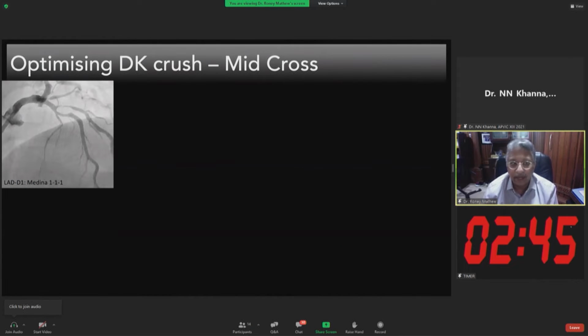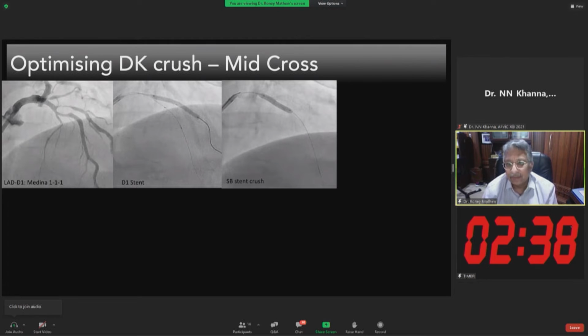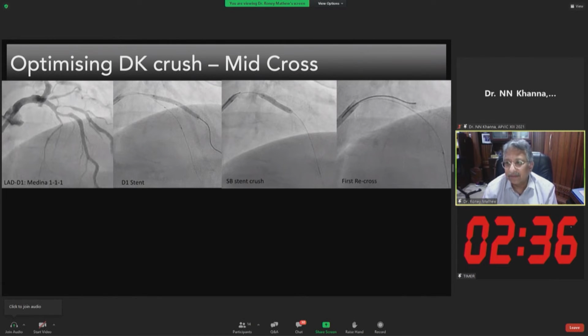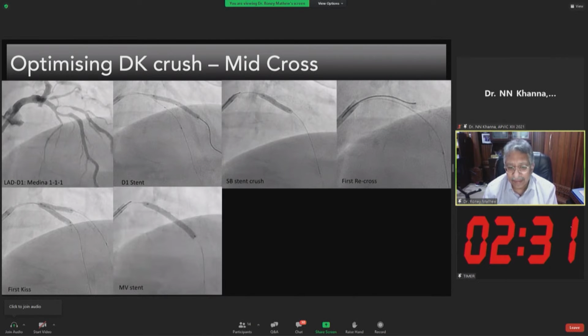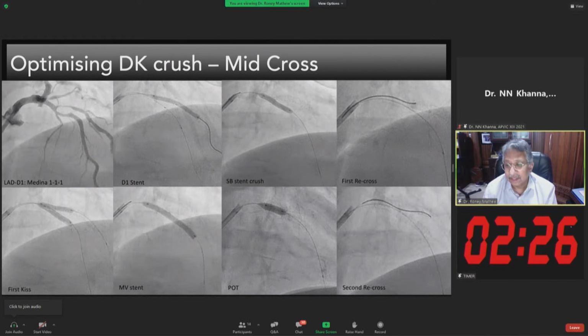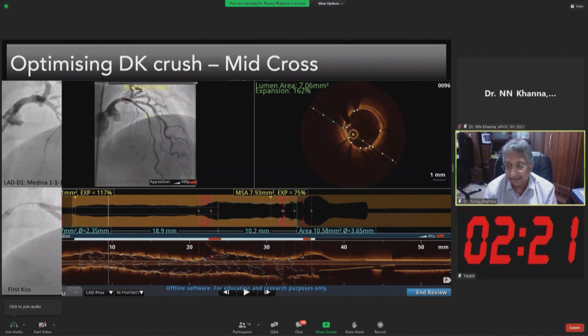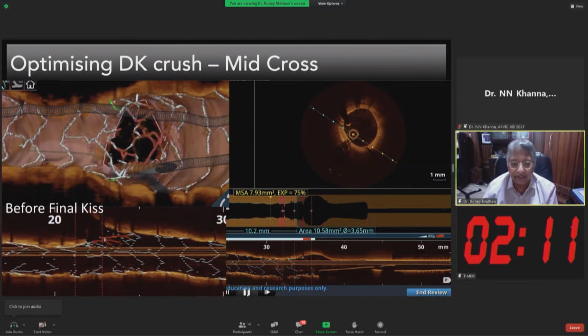Look at this particular case. A Medina 011, we did a D1 stent. We crushed the side branch stent. We did the first recross, did the first kiss, did the main vessel stent, did a POT, did a second recross, and this final cross was mid. I will show you as it runs, but anyway, I'll show you the 3D reconstruction of that.